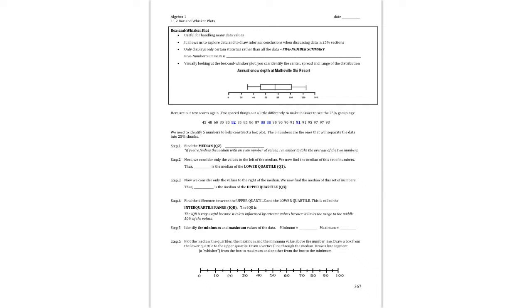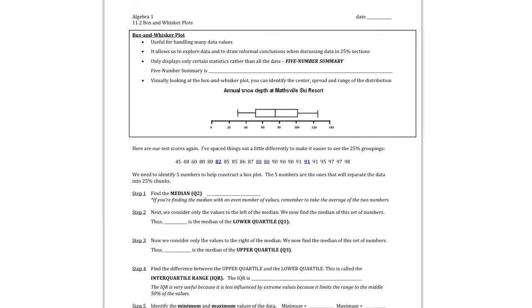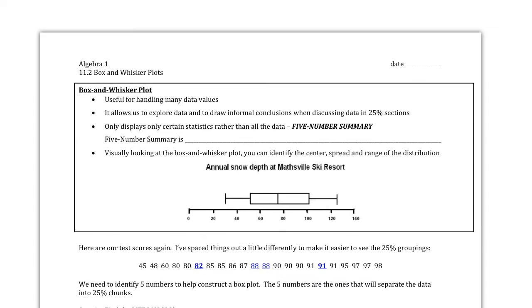and up at the top of the page, you can see some information about what a box and whisker plot is. So this diagram here is a box and whisker plot. What a box and whisker plot does is it takes all the data in some sort of set of data. This one's about the annual snow depth at Mathsville Ski Resort. So every year they measure how much total snow they got, and so maybe over the last 30 years they have all the data points for the snow that this ski resort got.